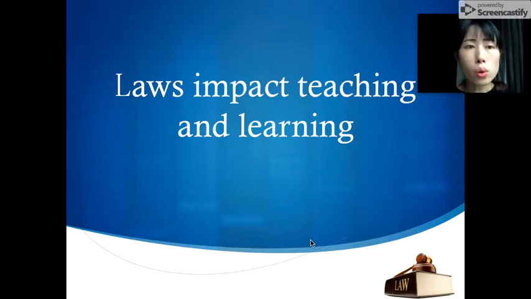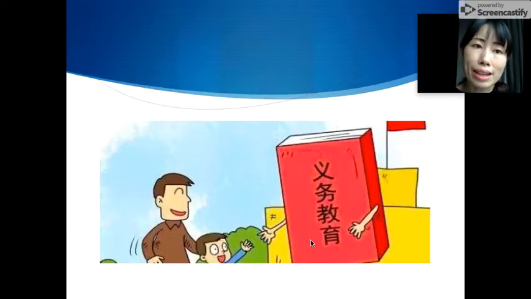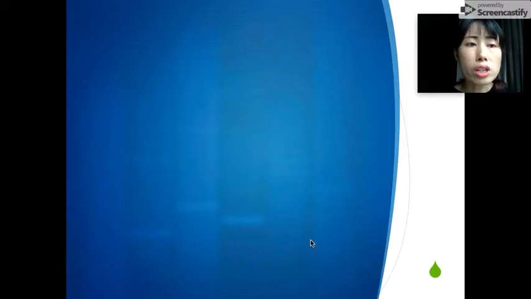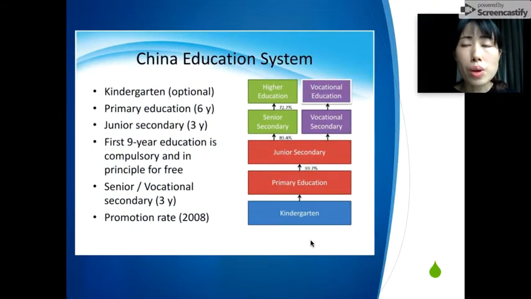As we all know, laws affect the functioning of schools. So here today, I want to talk about how the compulsory education law in China impacts teaching and learning in schools. The Chinese government made a law for a free 9-year compulsory education on July the 1st, 1986, which includes 6 years of primary education and 3 years of secondary education.